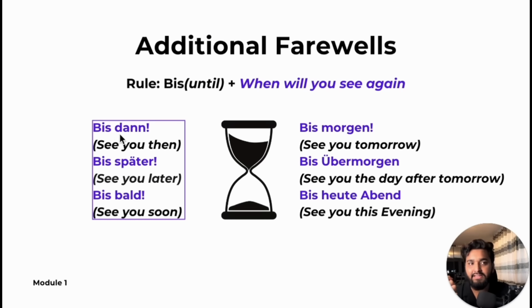Später means later, dann means then, and bald means soon. That's why you can also say bis bald. Bis später, bis dann, bis bald. That means see you then, or see you later, or see you soon.